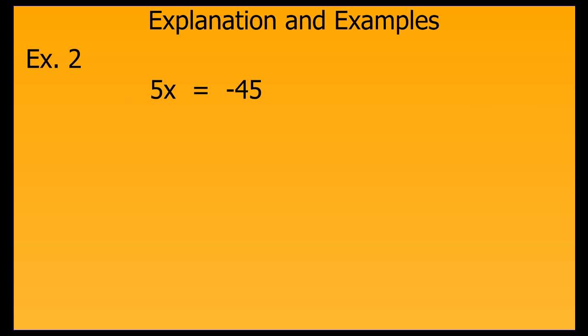Let's try another example. Again, our goal is to isolate the variable x in this case. We notice that x has been multiplied by 5. We're solving this by doing the inverse operation, so we're going to do the inverse of multiplying by 5 first. So our first step is to do the opposite of multiplying by 5, so we divide by 5 on both sides. This gives us our solution, x equals -9.